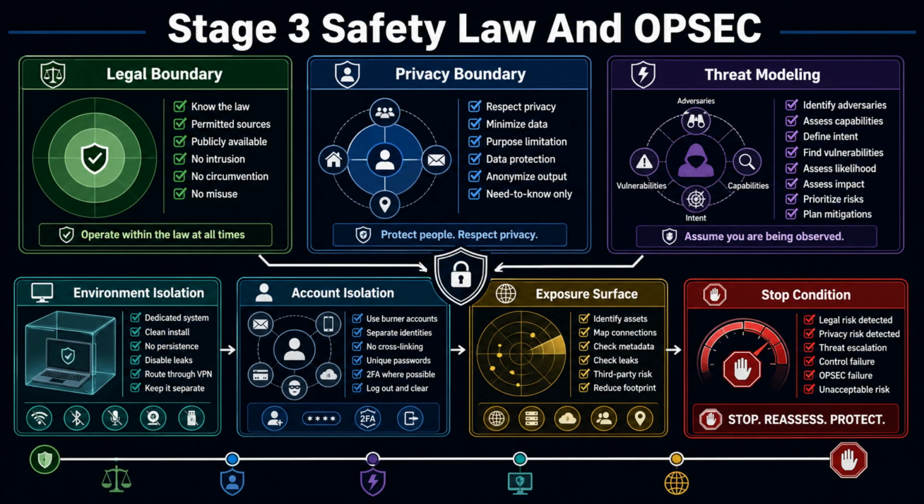Stage 3 is safety and boundaries. Public information work can still expose you. You might use the wrong account, leave a trace, contact someone unnecessarily, or collect information that the task does not justify. So we learn threat modeling, environment isolation, account separation, and exposure control. A good rule: before checking someone else, check your own setup. If your browser, personal account, device, and investigation identity are all mixed together, even a small task can become messy.